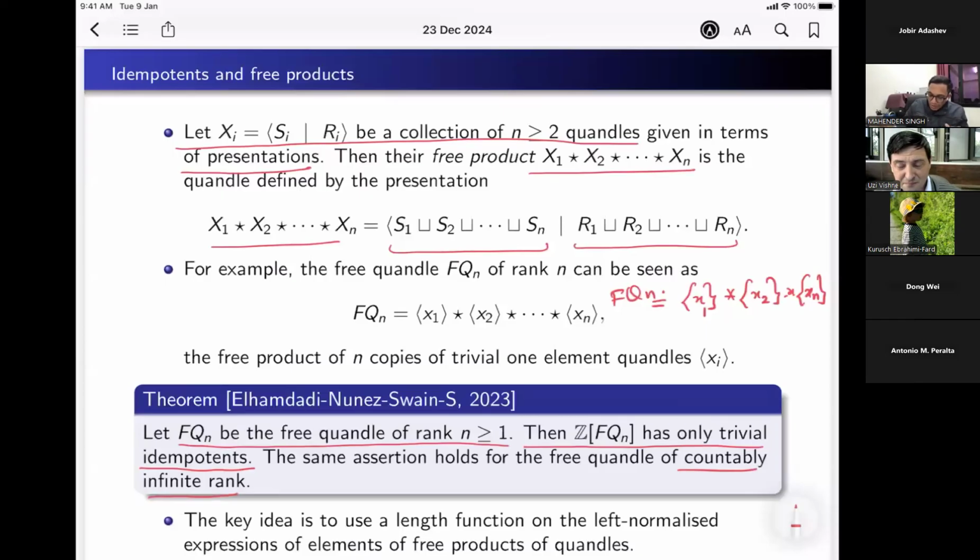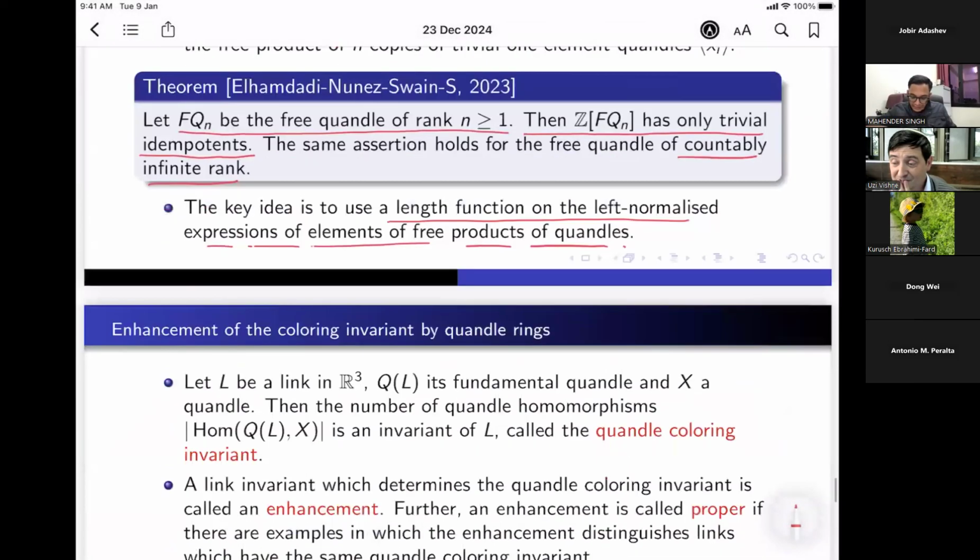So just a comment about the proof. The key idea is to use the length function on the left normalized expressions of elements of free products of these quandles. And in the last slide, I will not get more into knot theory, but we also give applications of these idempotents to enhance coloring invariants of knots and links.